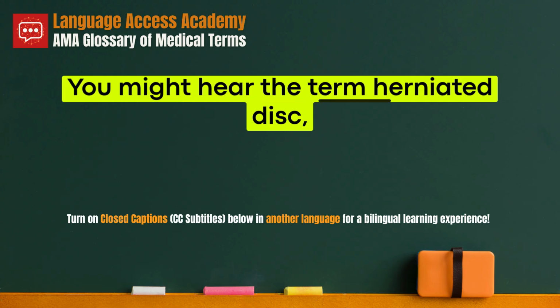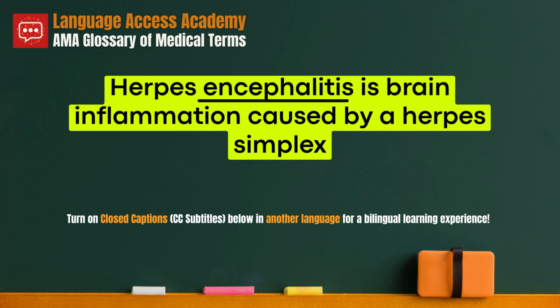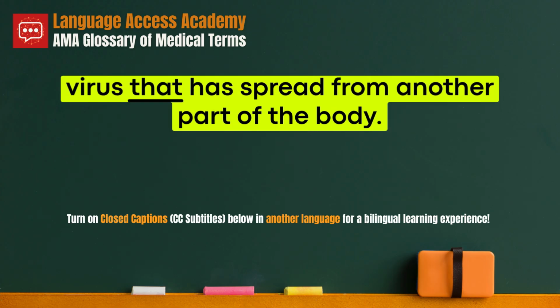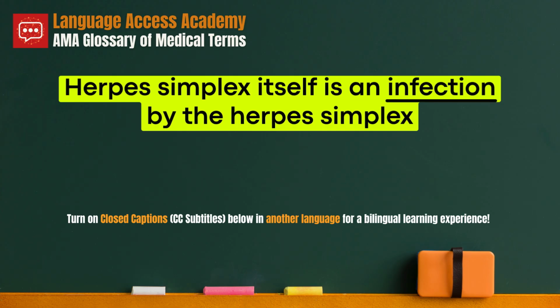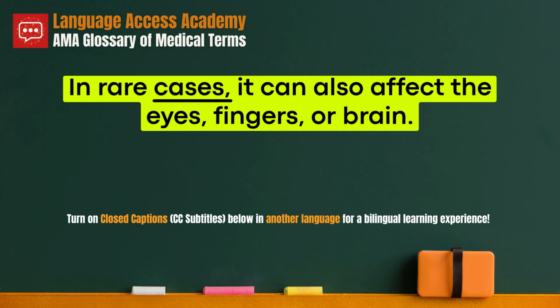You might hear the term herniated disc, which is another name for a disc prolapse. Herpes encephalitis is brain inflammation caused by a herpes simplex virus that has spread from another part of the body. Herpes simplex itself is an infection by the herpes simplex virus that causes blister-like sores on the face, lips, mouth, or genitals. In rare cases, it can also affect the eyes, fingers, or brain.